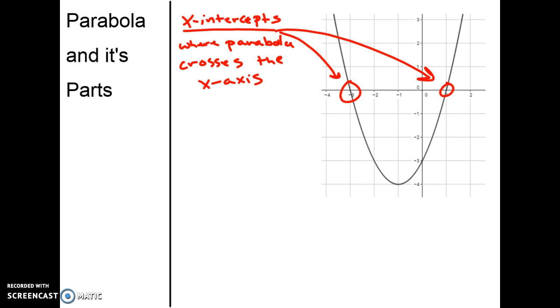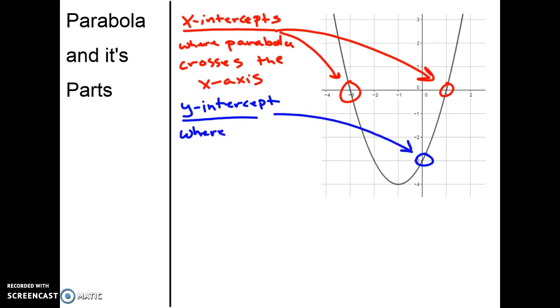The next term that we're going to talk about is the y-intercept. The y-intercept is right here, where the parabola crosses the y-axis. That's only going to be in one spot. In this case, it's -3. It's obviously not always going to be -3.